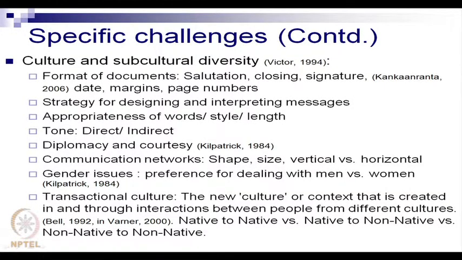Transactional culture is the new culture or context that is created in and through interactions between people from different cultures. Native to native, very little bit, the transactional culture is not very different. It is just some specific rules that come up because of the interaction. Native to non-native, again, somebody coming into India from outside, we will be interacting differently with them. Two Indians living in a different country will be interacting with each other in a different manner than they will be interacting with the local people over there.